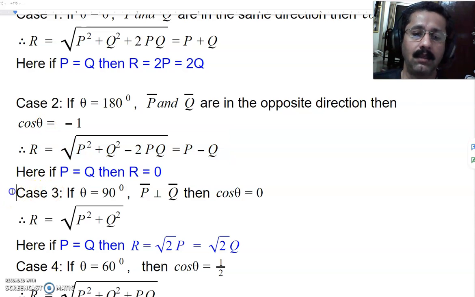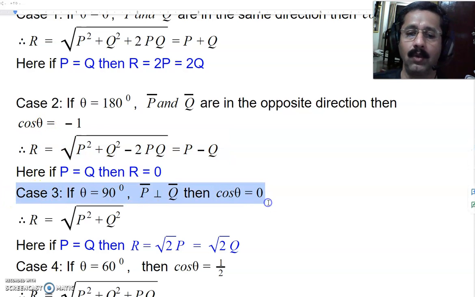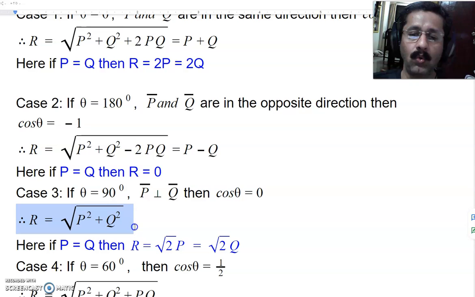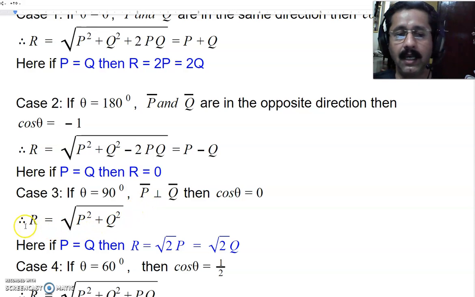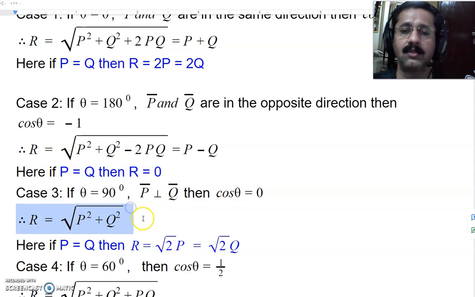If theta is equal to 90 degrees, that is, the two vectors are perpendicular to each other, then you have R equal to root of P squared plus Q squared, because your cos theta value is equal to 0 mathematically. Here if I put cos theta equal to 0, you will find it's only root of P squared plus Q squared. The third term entirely will just vanish. So R is equal to root of P squared plus Q squared.